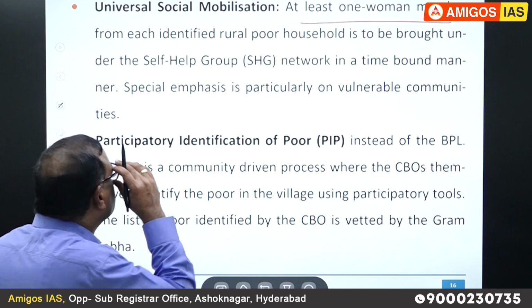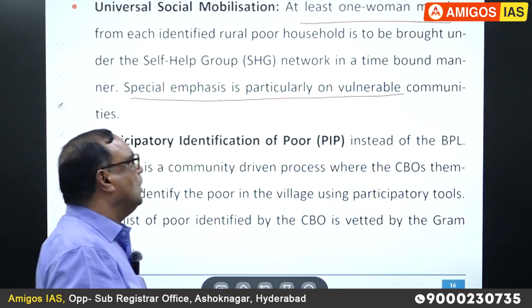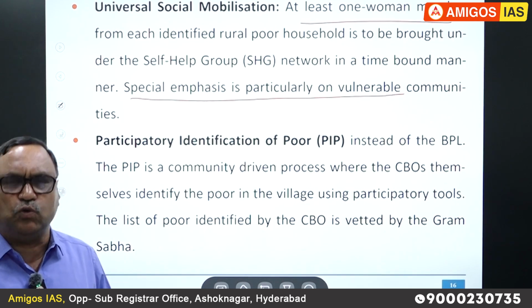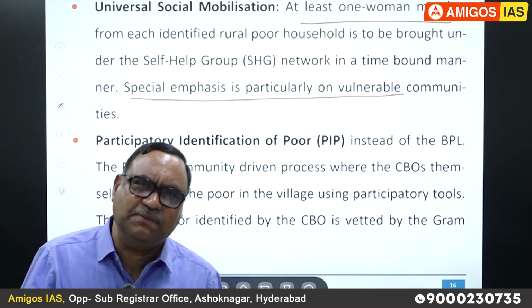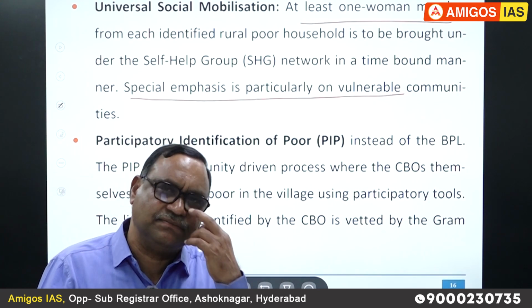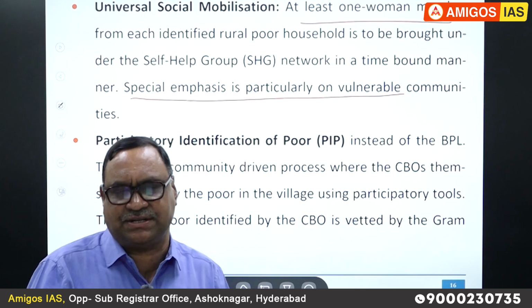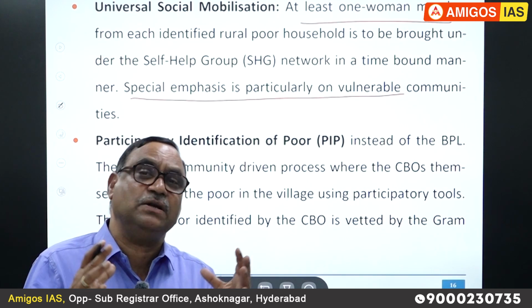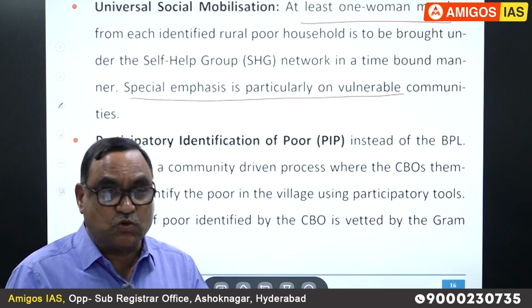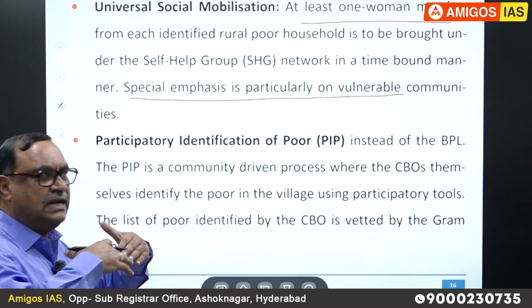And another point is the special emphasis on particularly vulnerable communities. The vulnerable communities are like scheduled castes, scheduled tribes, most backward castes, minorities, and women who are in risk conditions, women who are discriminated against by the community. Such persons need to be brought under the NRLM network.